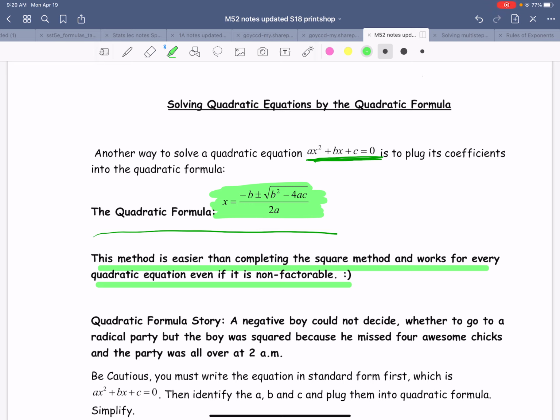Okay, the quadratic formula story. I ask my students to remember this story so they never forget the quadratic formula. A negative boy could not decide, which means the plus and minus sign, whether to go to a radical party, the square root. But the boy b was squared, because he missed, which means minus, 4 awesome chicks, 4ac, and the party was over at 2 a.m. If you remember this story, you will never forget the quadratic formula.